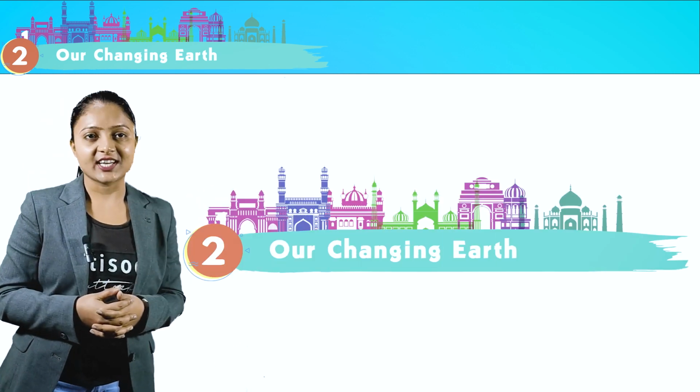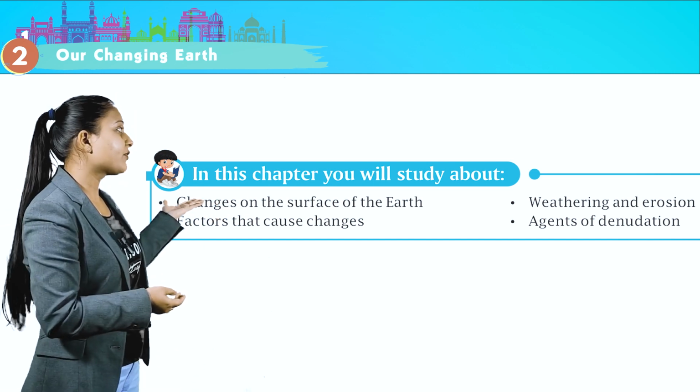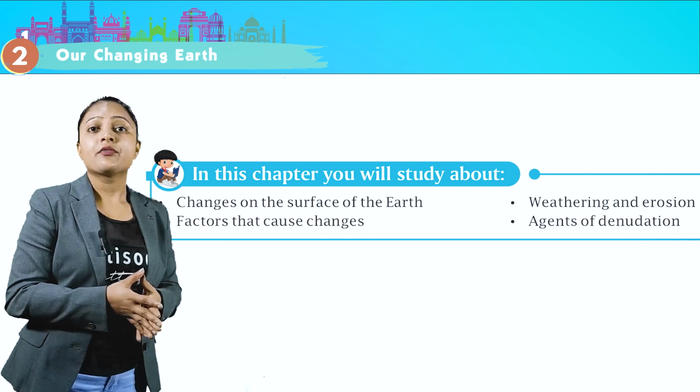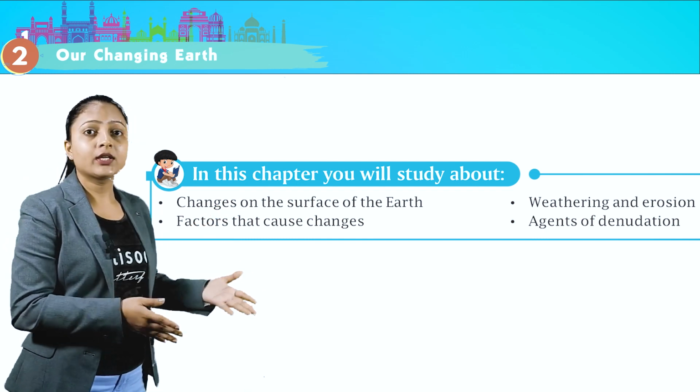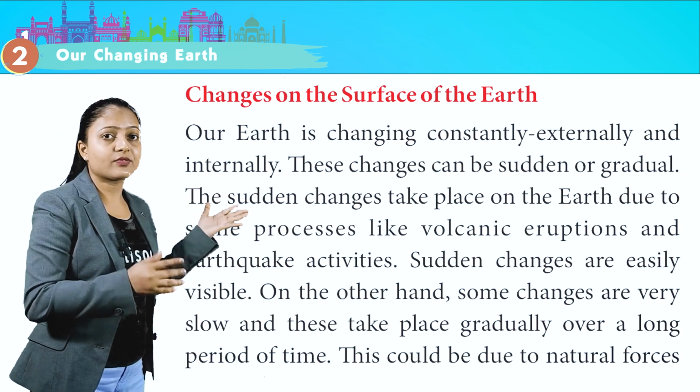Today we are going to start chapter 2, Our Changing Earth. In this chapter you will study about changes on the surface of the earth, factors that cause changes, weathering and erosion, agents of denudation. Changes on the surface of the earth.